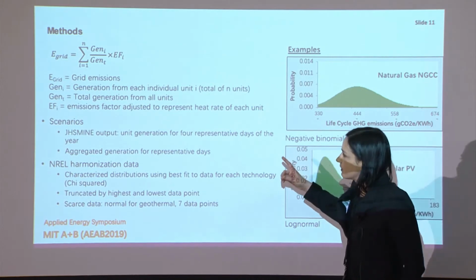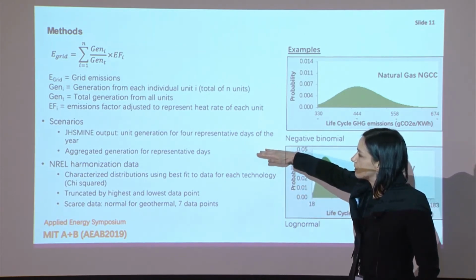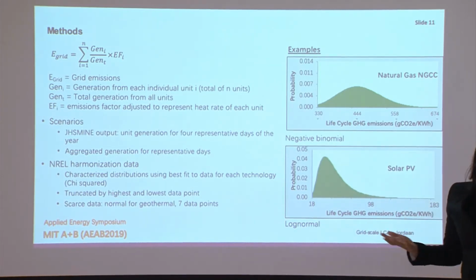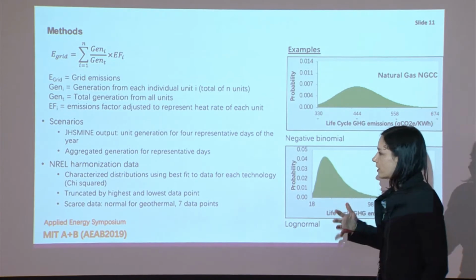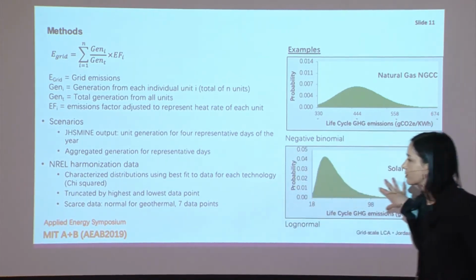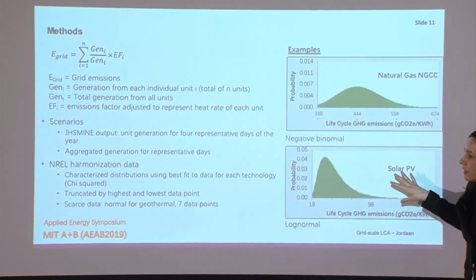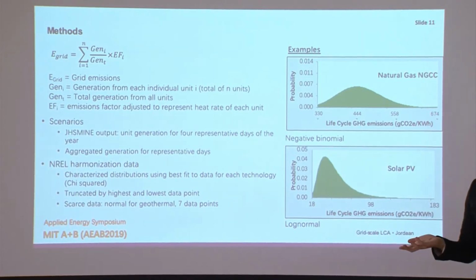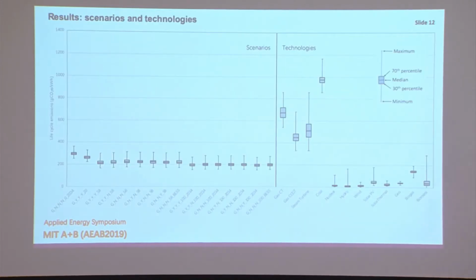the specific efficiency, and then used the unit generation output for 4 representative days of the year, which were aggregated in terms of the emissions or the generation over a year, then applied the heat rate, and then characterized the distributions of each of the NREL data, which I then truncated by the highest and lowest points available in the data set. So in some cases, the data were scarce. So for geothermal, for example, you then apply a normal distribution in the absence of enough data to characterize an actual distribution.